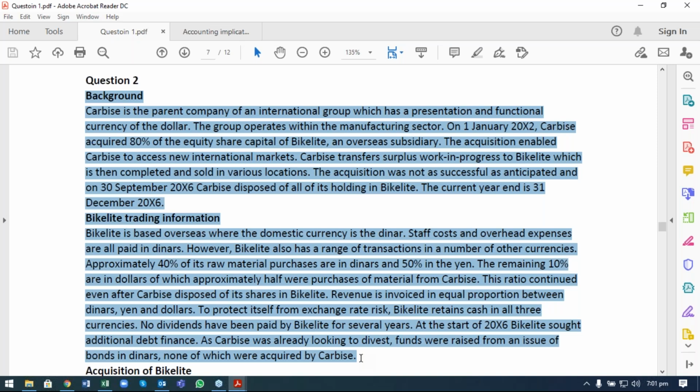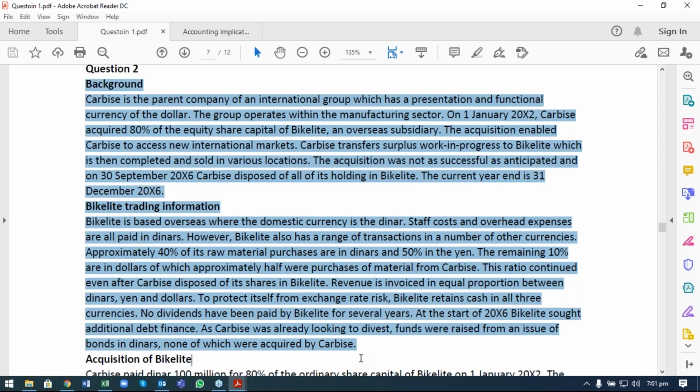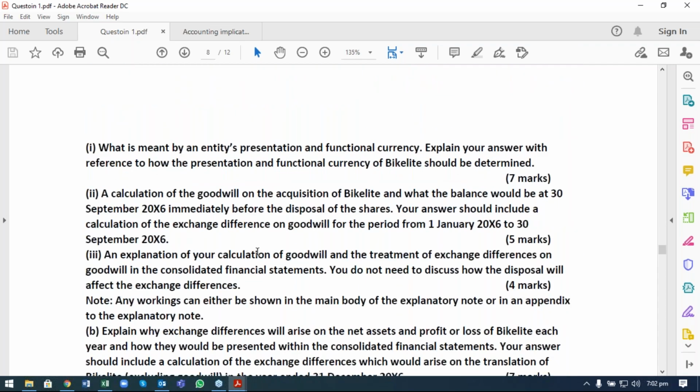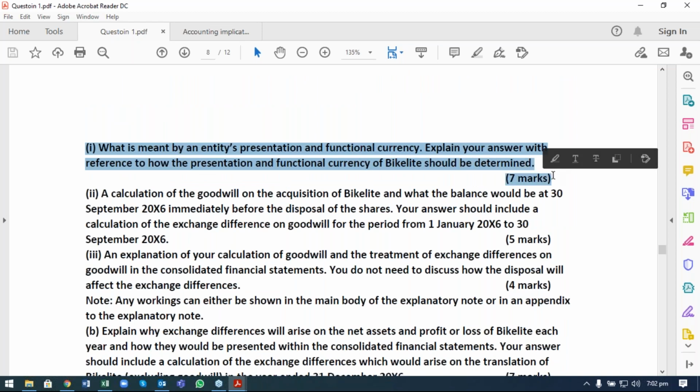In this question we'll be reviewing two main standards, that is IAS 21 and IFRS 10, along with IFRS 12, the disclosures required for the consolidated financial statements. So let's read out the basic requirements of this question. Then we'll look into what aspects we need to account for, or what the main portions of our scenario are that should be accounted for.